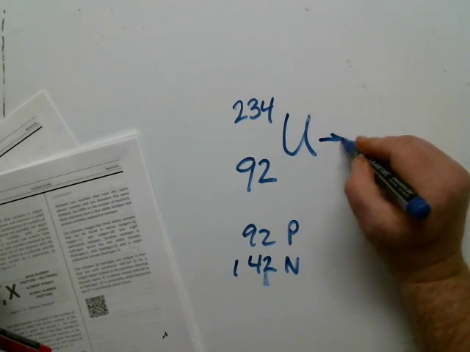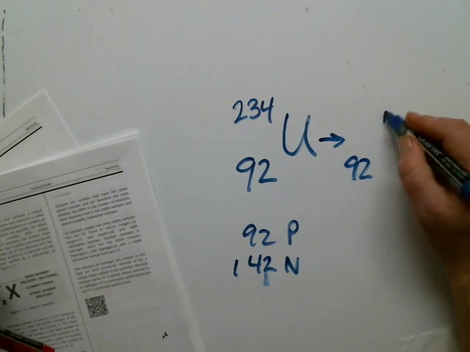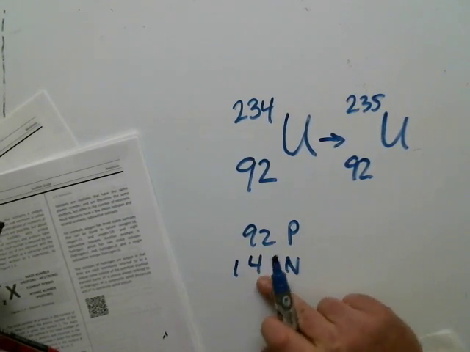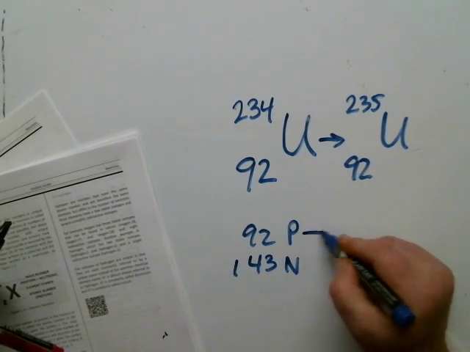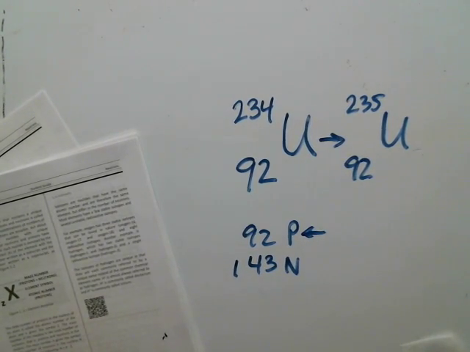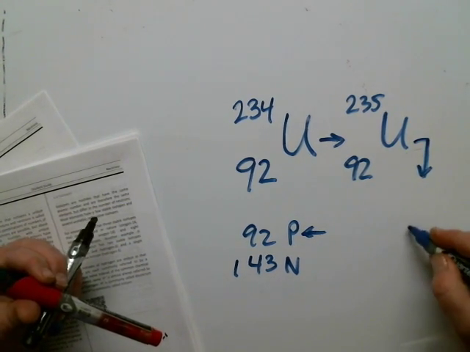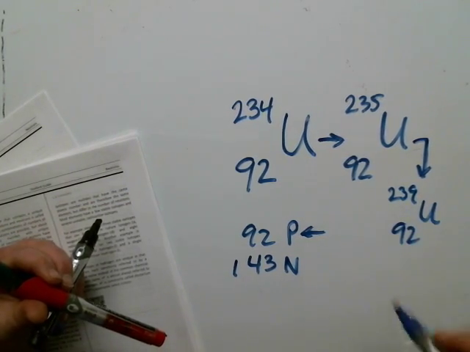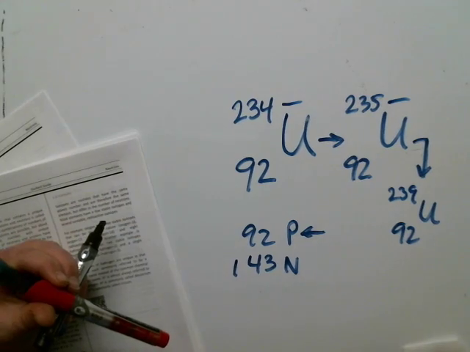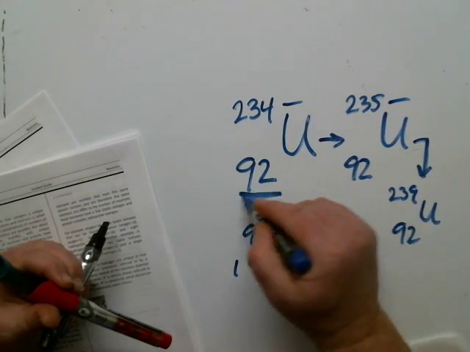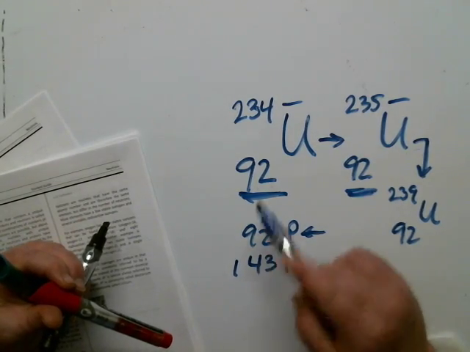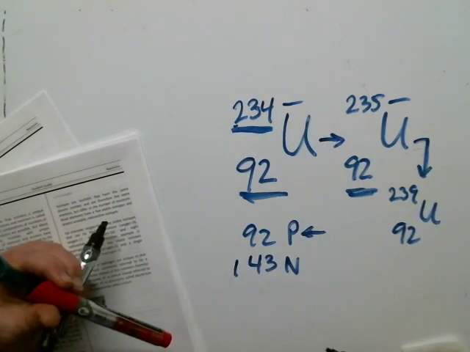What if I have 92 uranium and I added a neutron? Well, this number here will become 3. I still have uranium because I have the same number of protons. And I could continue. What if I had 92 uranium-239? These are all called isotopes of uranium. It's still uranium because I have 92 protons, but I just have a different number of neutrons. And when there's a different number of neutrons, it will change this number up here.